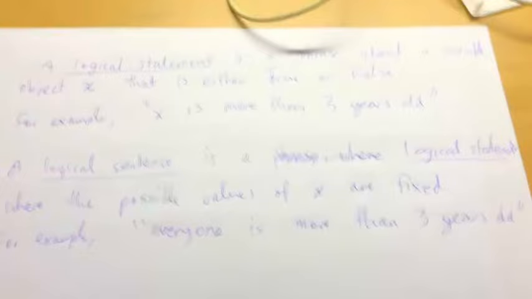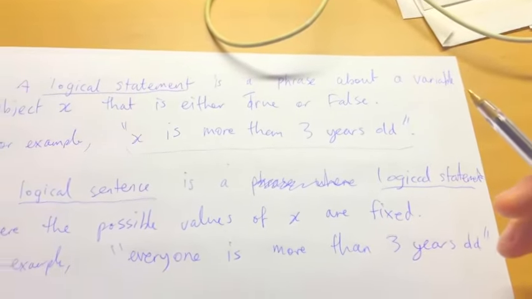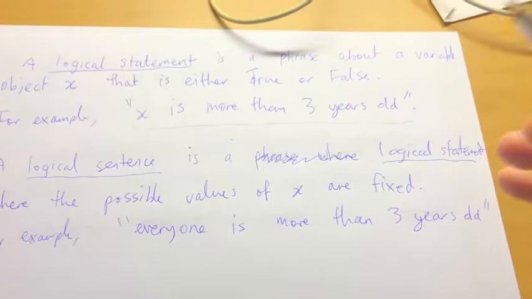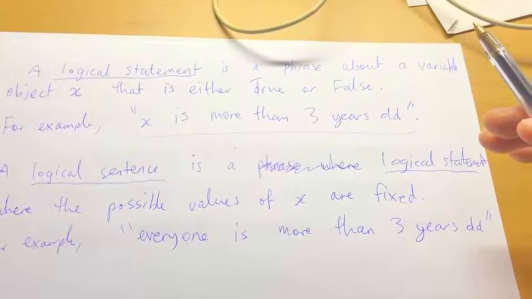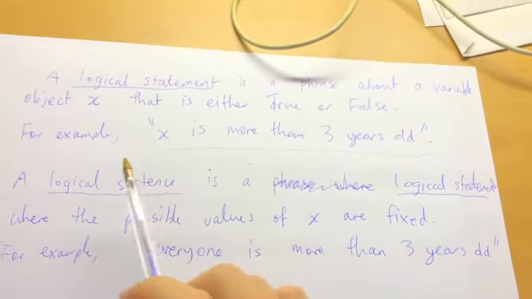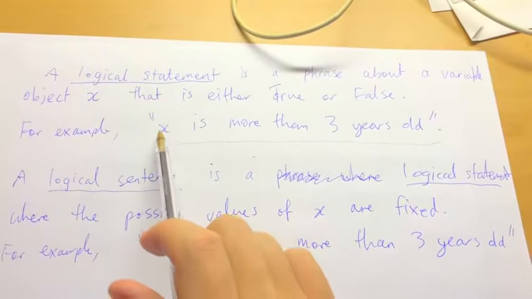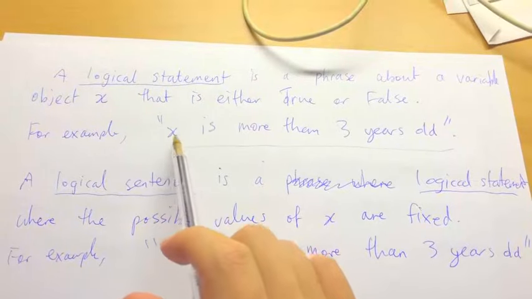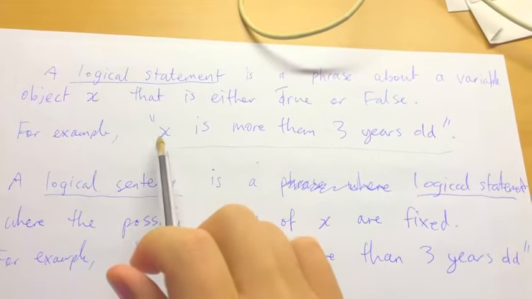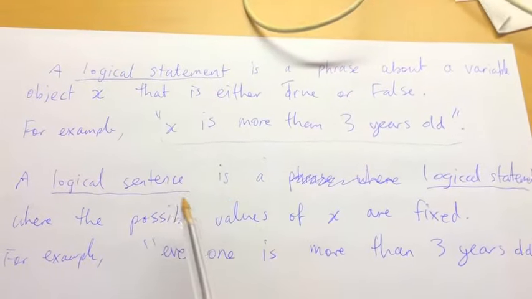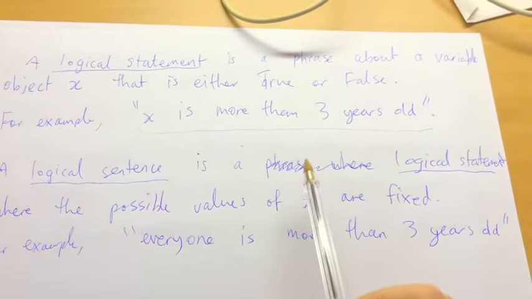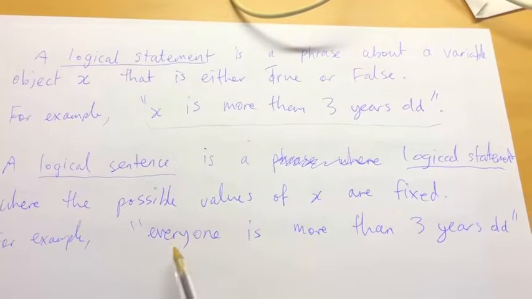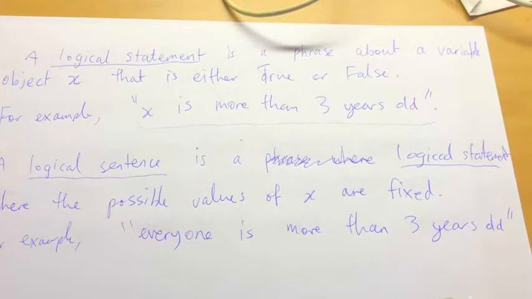Yeah, and as a consequence of fixing the values of x, a logical sentence must just be true, or it must just be false. There's no variability like the logical statement, where it's false for my 2-year-old, and it's true for my 4-year-old. Whereas a logical sentence, there's no variability anymore. So it's like saying every human being is more than 3 years old, and that's just false.